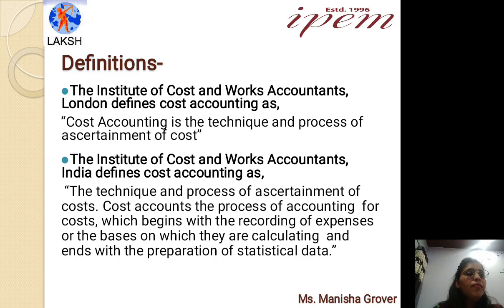Cost accounting is the recording of expenses, or the basis on which they are calculated, and ends with the preparation of statistical data. Actually, we are using the term cost accounting here for recording the overall expenses incurred in our production units. We have to identify how much raw material is used, how much labor is used, and how much expenses are incurred. It may be direct or indirect. So with the help of cost accounting, we can calculate the direct or indirect cost of our manufacturing unit.